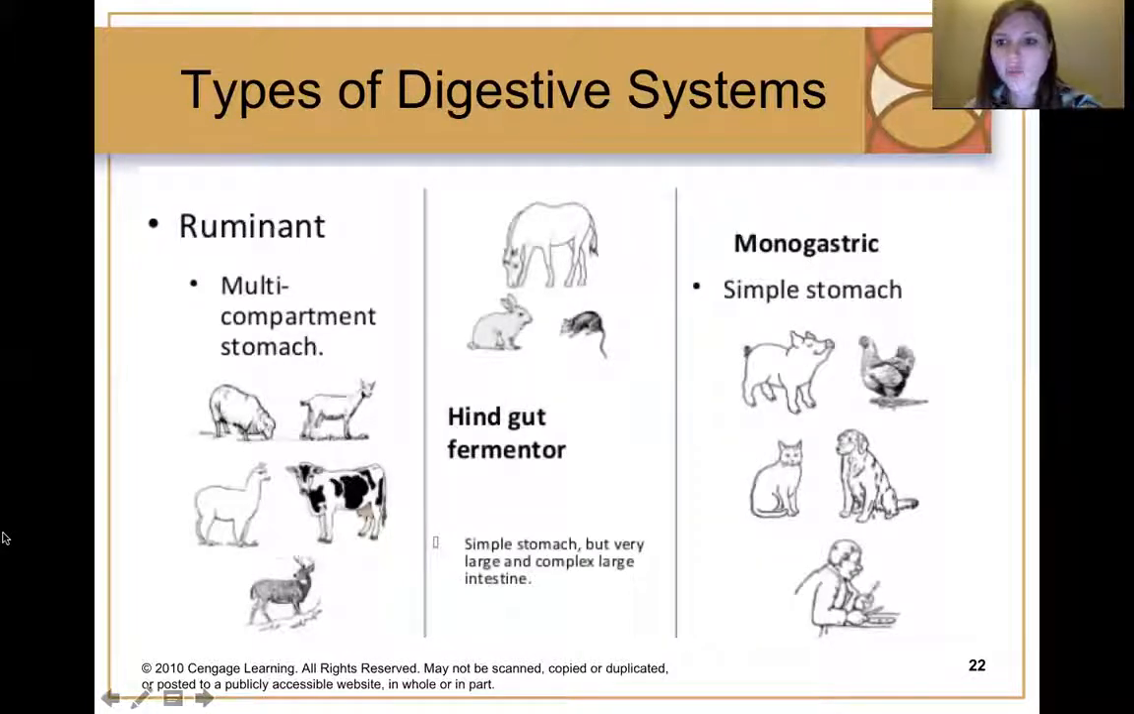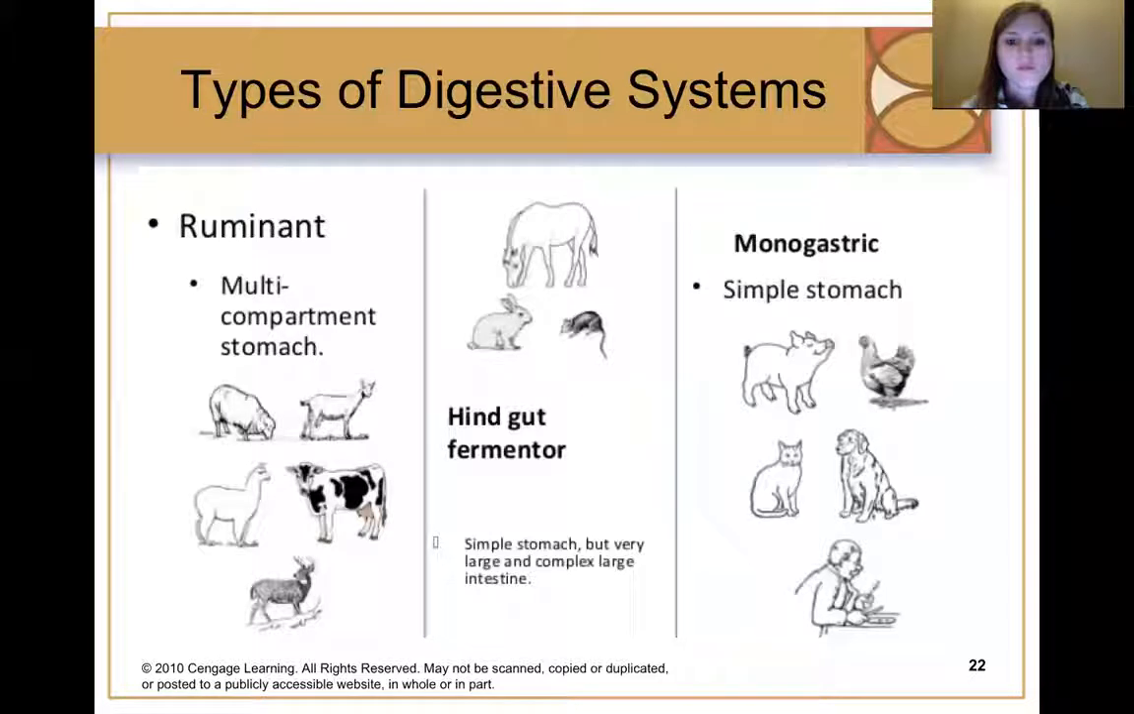So this slide's just a quick review slide. I feel like everyone should be pretty good on this by now. I feel like I've really drilled a lot of this home. But just a quick review. So ruminants have the multi-compartment stomach. So that would be your cows, your sheep and goats, the llamas and alpacas, which are kind of modified ruminants, but still ruminants, and then deer.